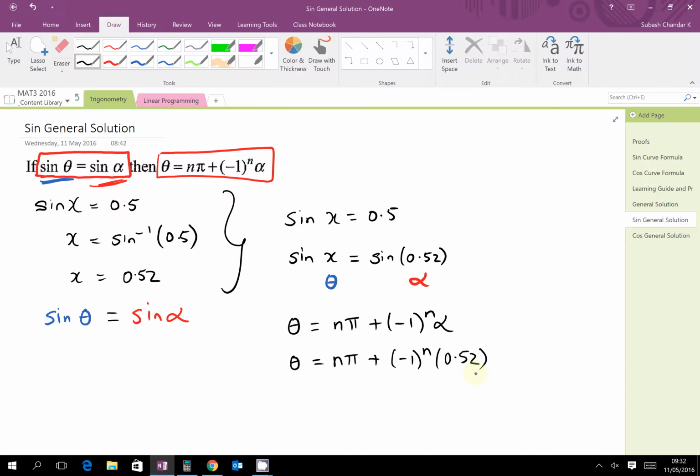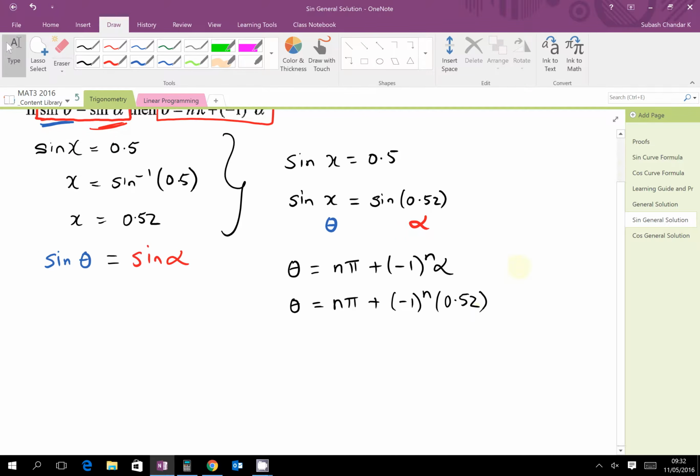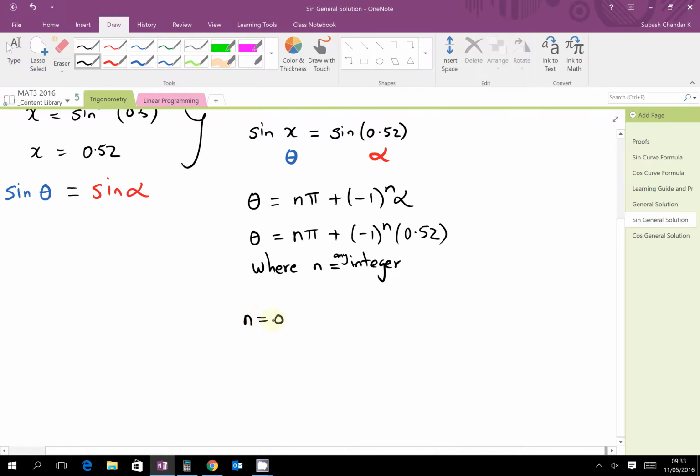Is that all right? So far, so good? Now, from this point, remember the part where it said n equals any integer. So what I can do is, if I put n as any integer, it's going to give me all the solutions. So what I'm going to do is put n equals 0. If I put n equals 0, I'm going to figure out what theta is.